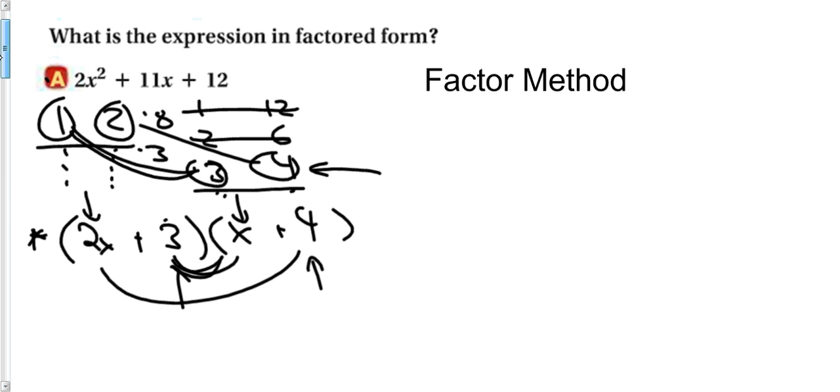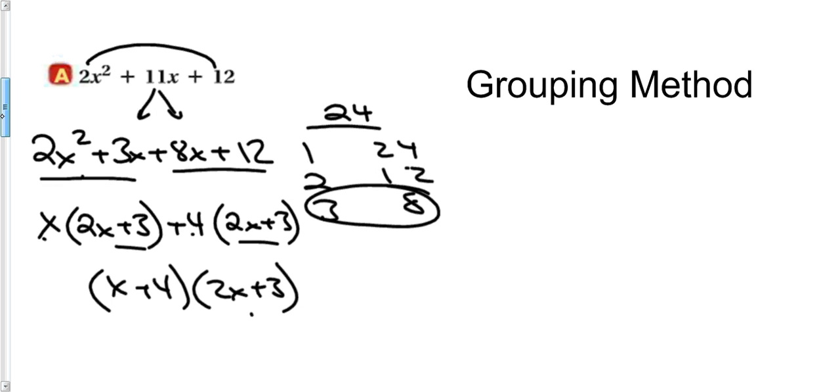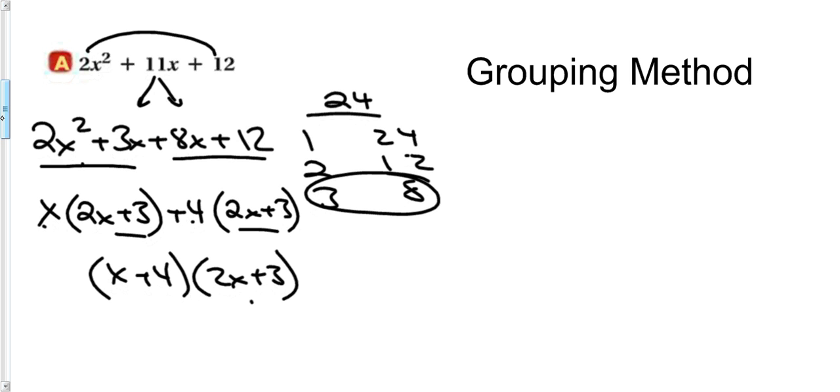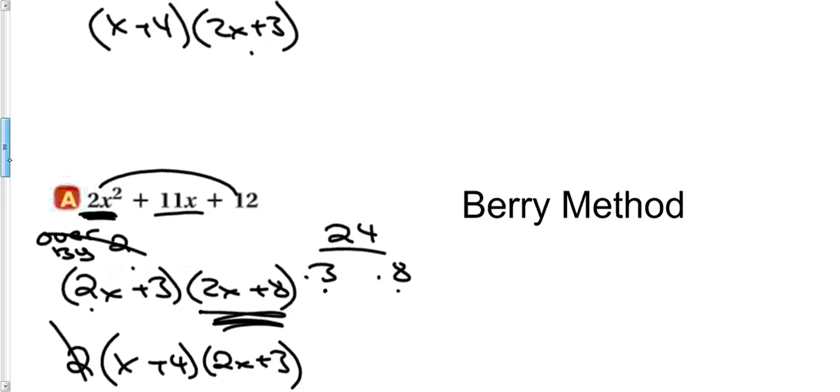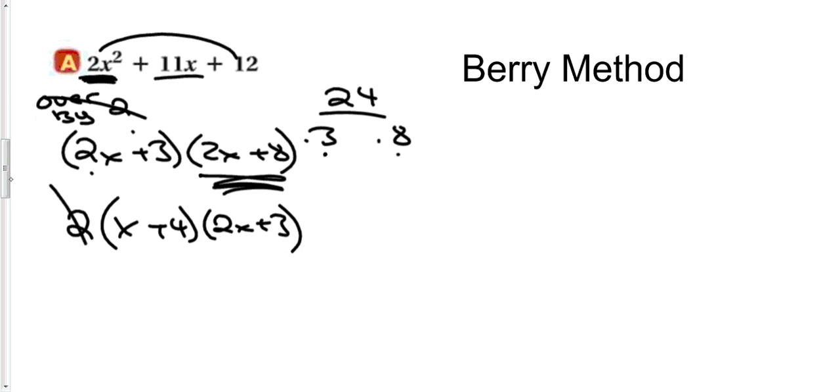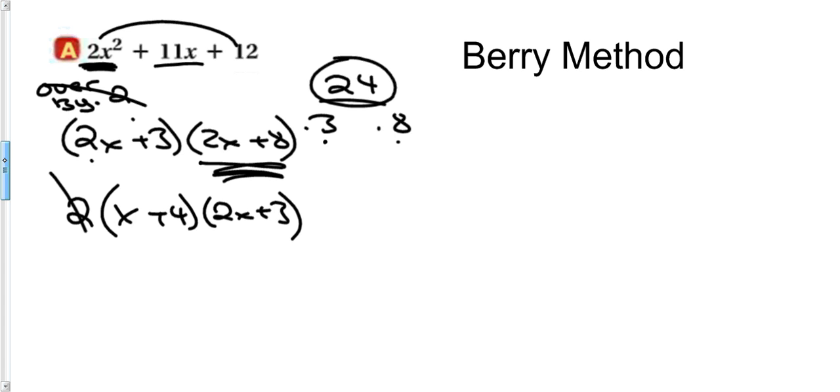Factor method, guess and check. Grouping method, multiply the first and the last terms. Grouping method is good. The problem is that when you multiply the first and the last term, sometimes that number can get very large. So you've got to be careful about that. And the Berry method has the same problem. This number can get very large, and you just have to remember to eliminate the overage. Whatever factor you are over by, you have to cancel that out at the end.